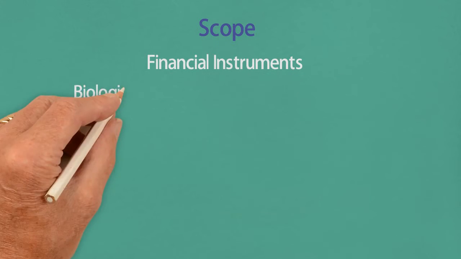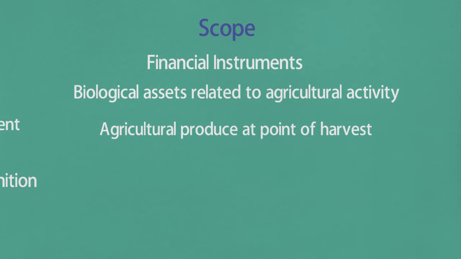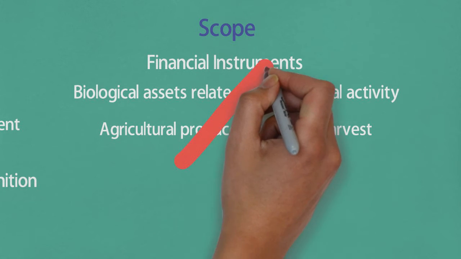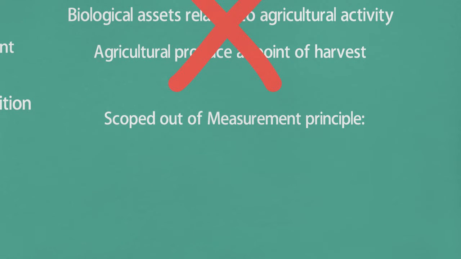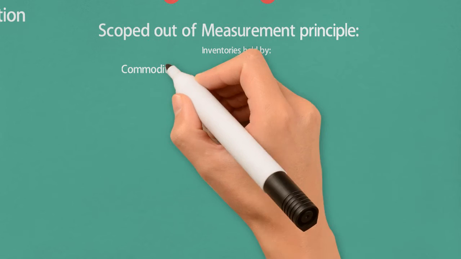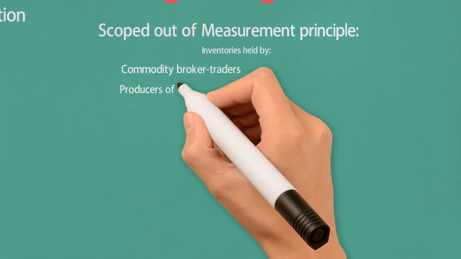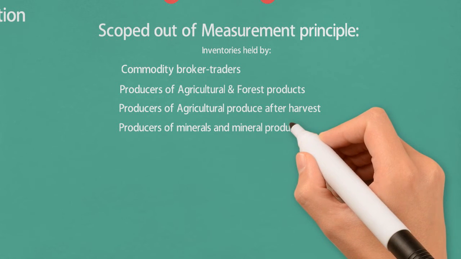Ind AS 2 applies to all kinds of inventories except financial instruments and biological assets related to agriculture activity. Additionally, it also doesn't apply to agriculture produced at a point of harvest. Certain inventories are scoped out of measurement principles from Ind AS 2. Inventories held by commodity broker traders, producers of agriculture and forest products, producers of agriculture produce after harvest, and producers of minerals and mineral products are not measured under Ind AS 2.